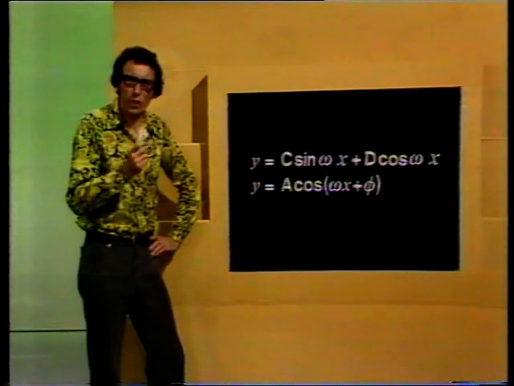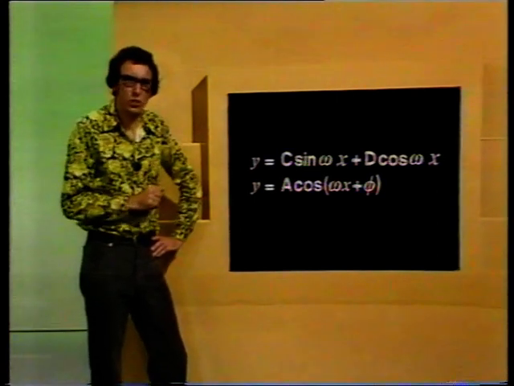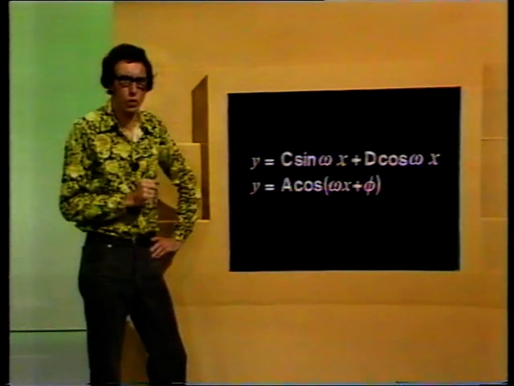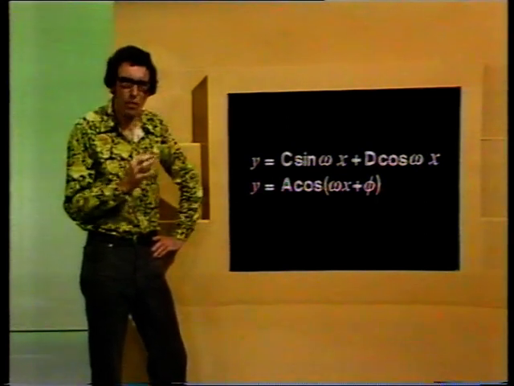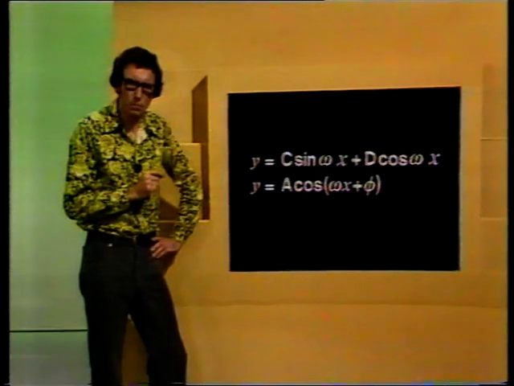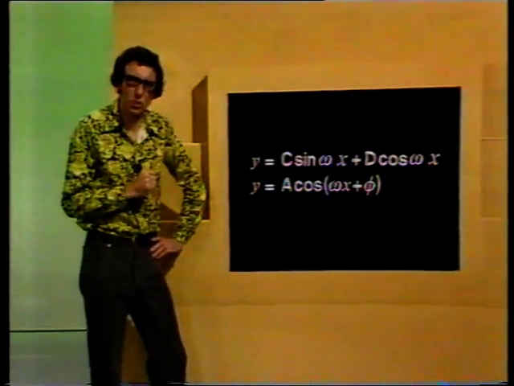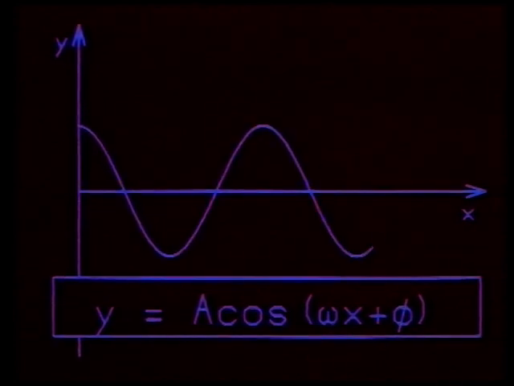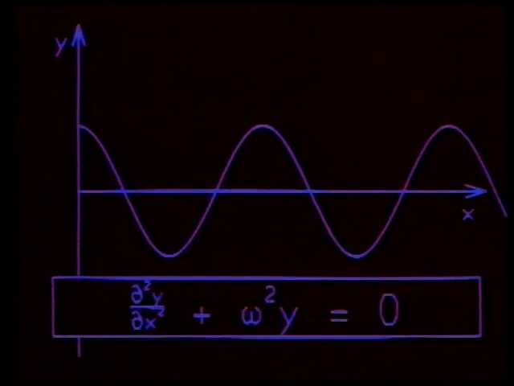Note that the value of omega is fixed by the differential equation itself, but the values of A and phi are not. Whatever value they have, that's still a solution. What does the graph of this solution look like? It's a sinusoidal oscillation. Remember, we're talking about the solution of this differential equation.